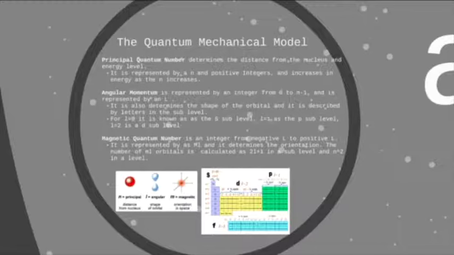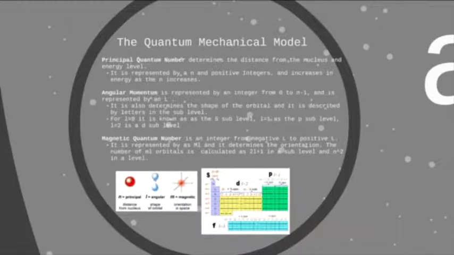The quantum model. The quantum model of an atom is described by three quantum numbers: principal, angular, and magnetic. Principal quantum number determines the distance from the nucleus and energy level. It is represented by the letter n and positive integers and increases its energy as the n increases. Angular momentum quantum number is represented by the integer from 0 to n-1 and is represented by the letter L.